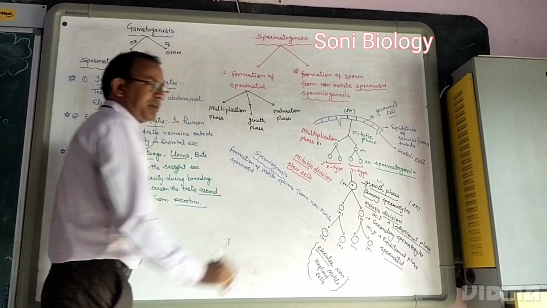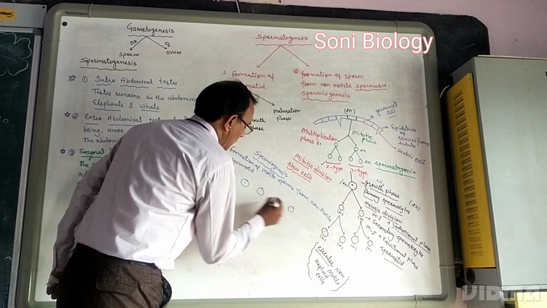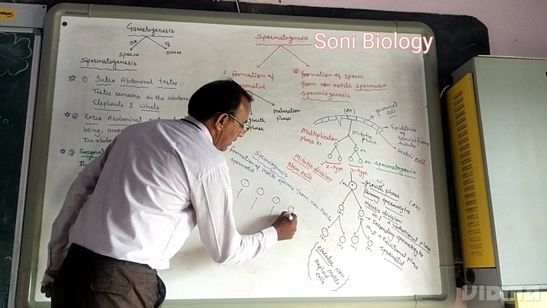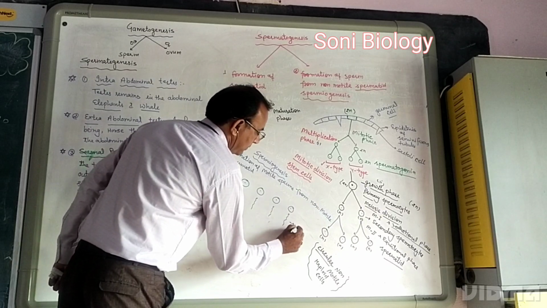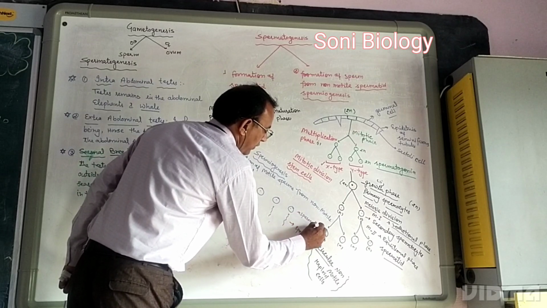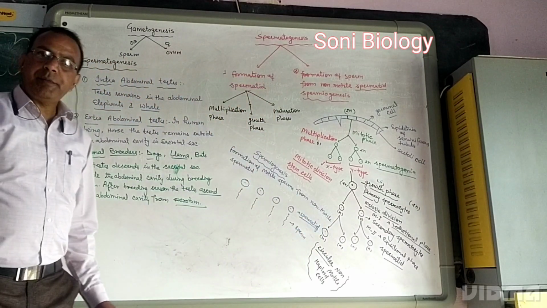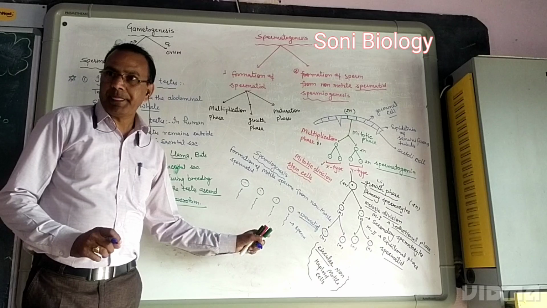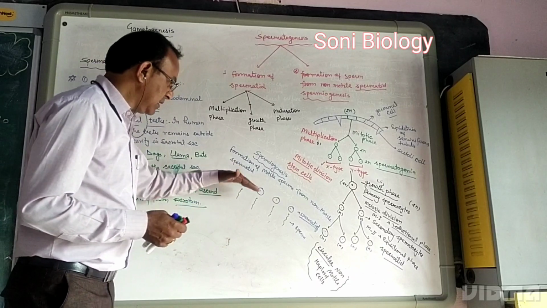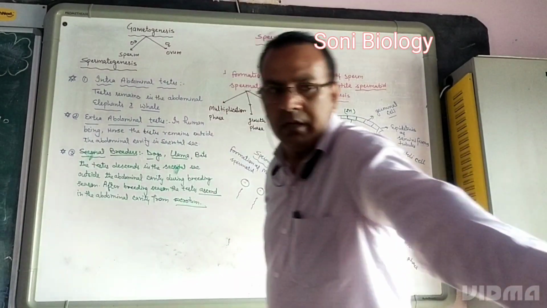This is called spermiogenesis. For example, these are the spermatids and they produce motile sperm. It means formation of motile sperm from non-motile spermatid, that is called spermiogenesis. This is the second phase. As the second phase occurs, there are some changes that can be seen in the spermatid as sperm is produced.